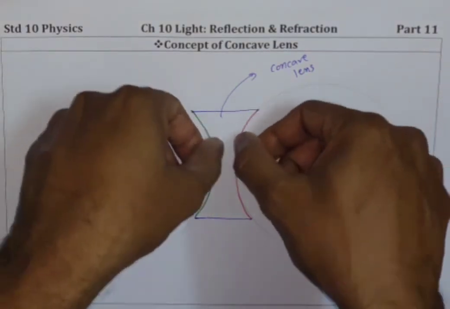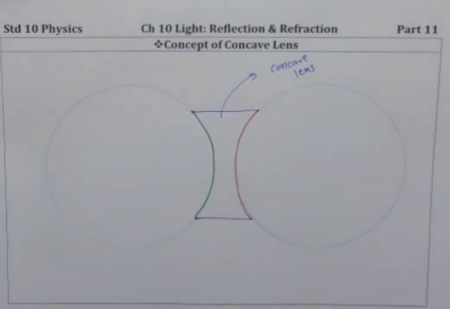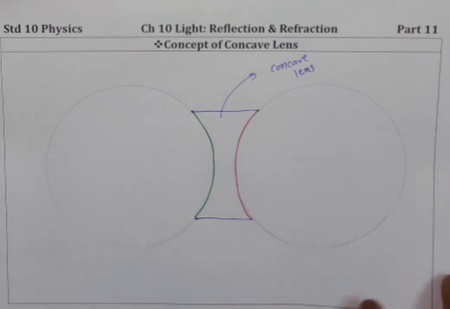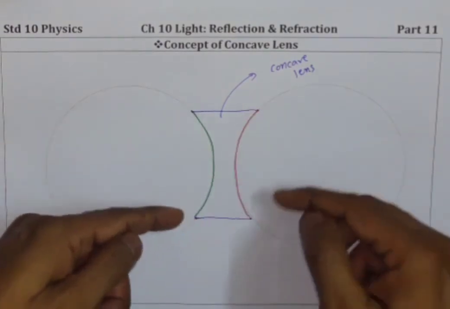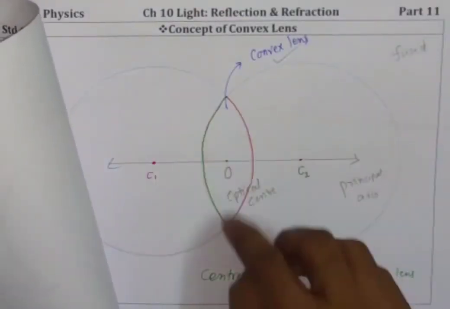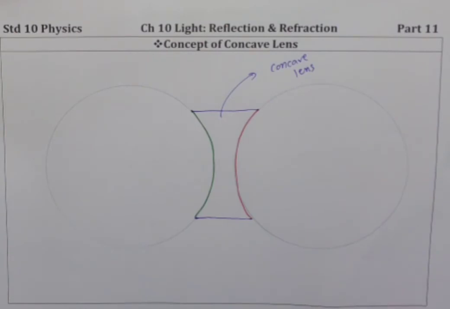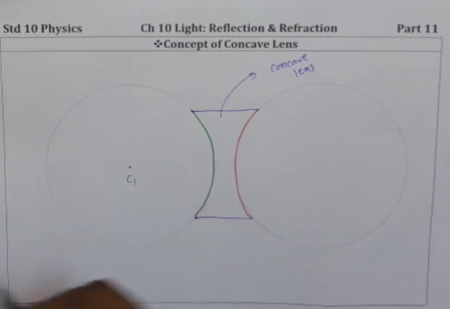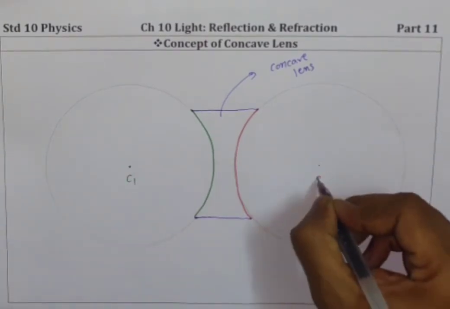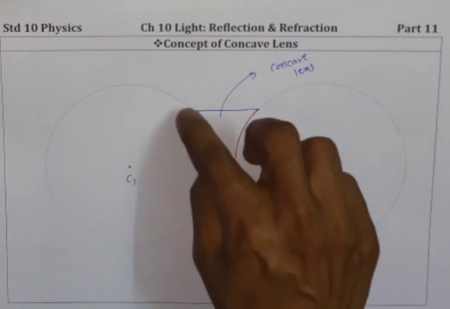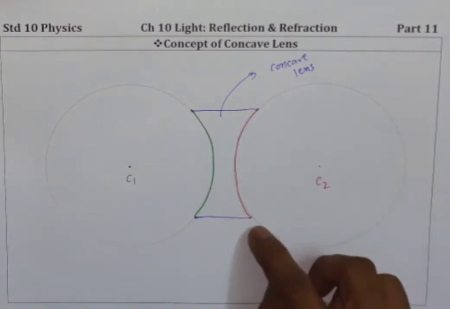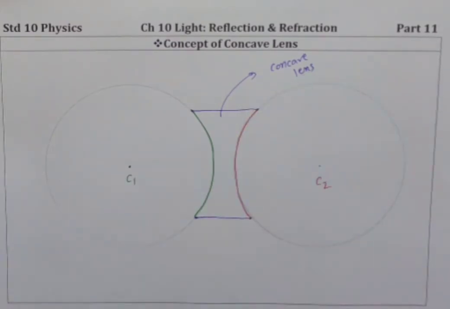Yes, it has two spherical surfaces. This edge may appear very thick to you, but it is actually quite thin. It appears quite wide, otherwise it is very thin. Here there are two spherical surfaces. Once again, this is the center of the green circle, let's say, and this is center 2 of the red circle. Now this green spherical surface is a part of the first sphere, and the red spherical surface is a part of the second sphere.